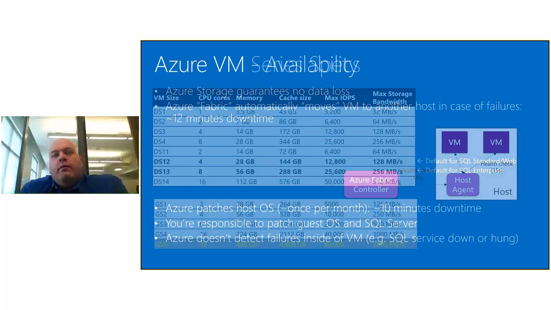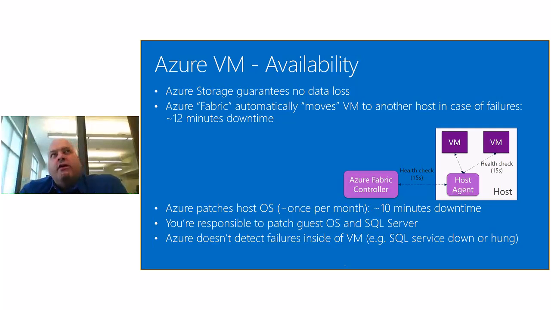Something that comes up often when you're talking about these is the availability of the virtual machine. We guarantee that there's no storage loss just by the copies on the blob storage. But for a single Azure virtual machine that's not in an availability set, the Azure Fabric will fail that over should you have a host failure. It encompasses about 12 minutes of downtime. Azure patches on the virtual machine we do once a month. That encompasses about 10 minutes of downtime. So your 99.95, 10 minutes of it is the patching.